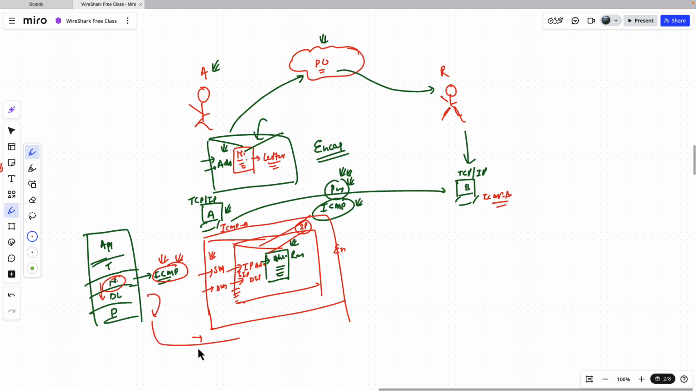In the physical layer, it is ones and zeros, this message is going on. I think we know about it, we are not going deep into the physical layer, that's fine. So this is exactly what happens.